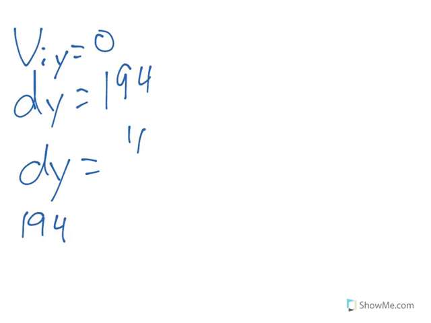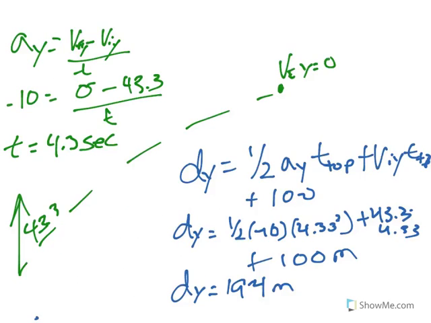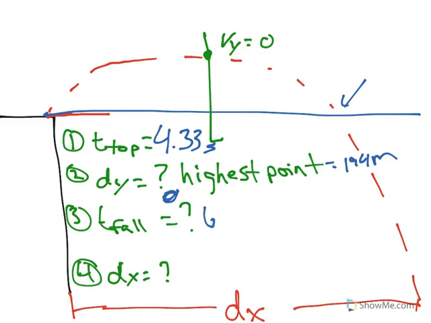So 194 equals 1/2 times -10 times t squared, and we should get 194 divided by 5 square rooted equals t, and so t would be 6.2 seconds. So this is the time to fall is equal to 6.2 seconds, 6.23 seconds to be technical. And so this is the time to fall. Now, if I'm trying to find dx, which one of these do I do? What do I do? Well, if you remember, you need to know the total time in the air.